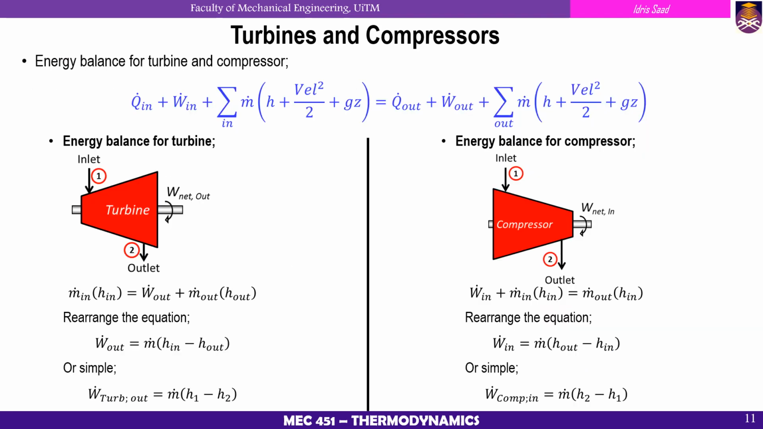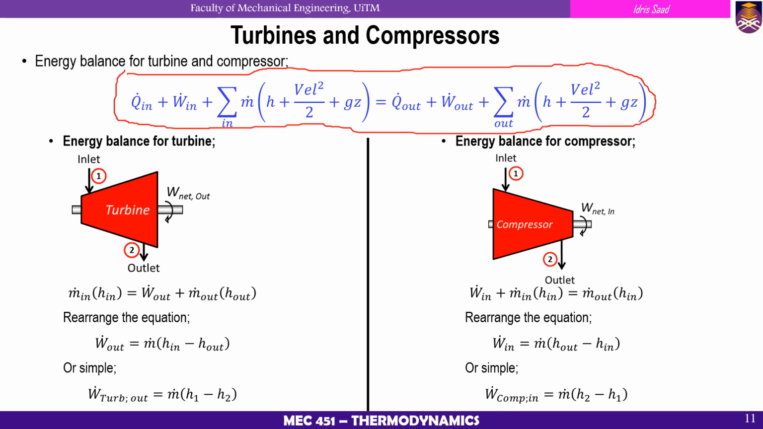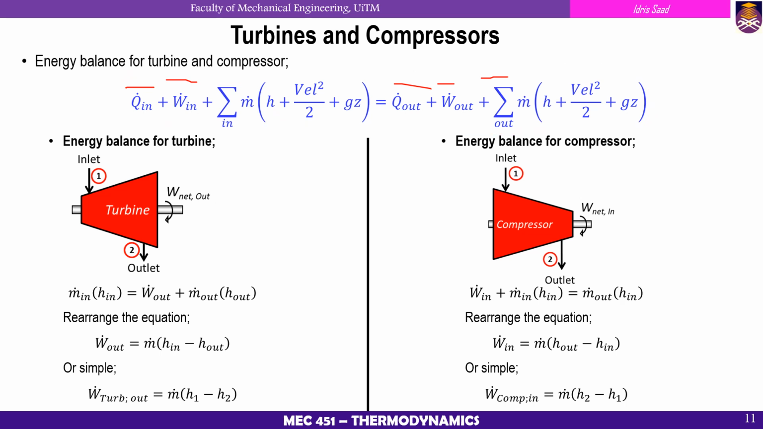After we understand the assumptions that we made for the turbine and compressor, we apply this general assumption to both. In general, our basic equation for the energy balance is this one, which consists of the heat, the work, and the mass flow at the inlet, and the heat, the work, and the mass flow at the outlet. Let us go one by one. First, we look at the turbine.